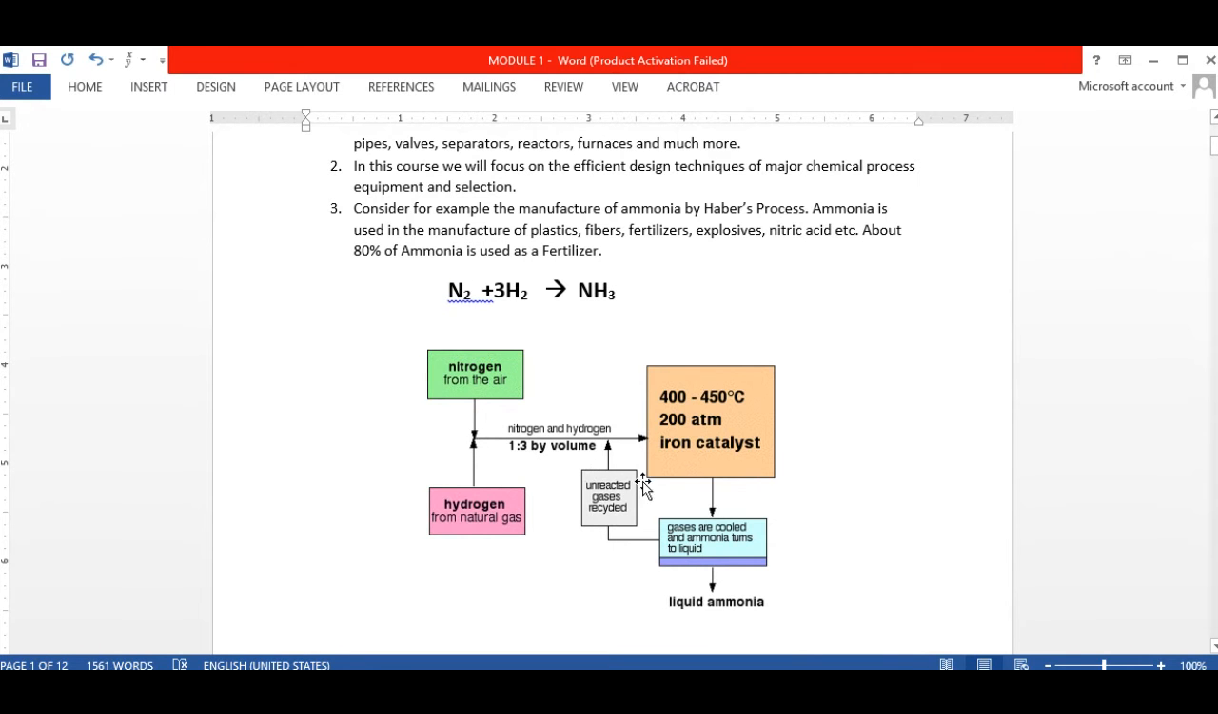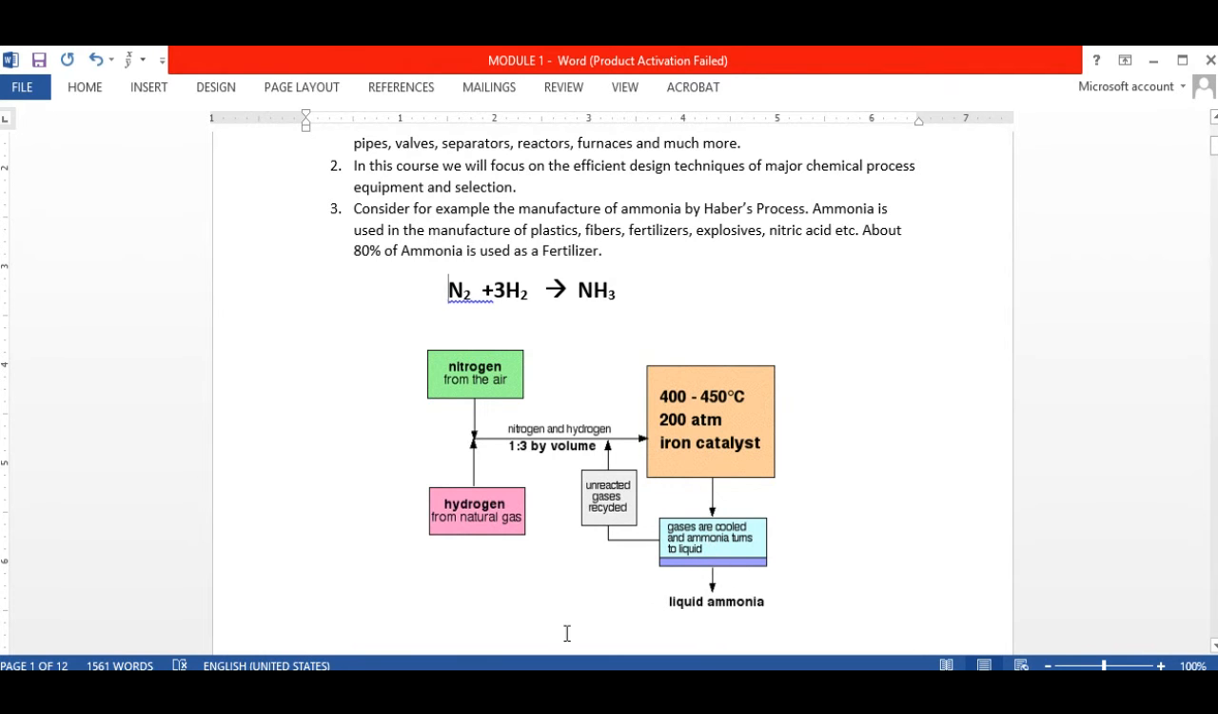Okay, so how many pieces of equipment do we need? We need two compressors to compress this. We need a mixer here. Then we need a furnace, and we need a compressor. We need a reactor to put the iron catalyst.